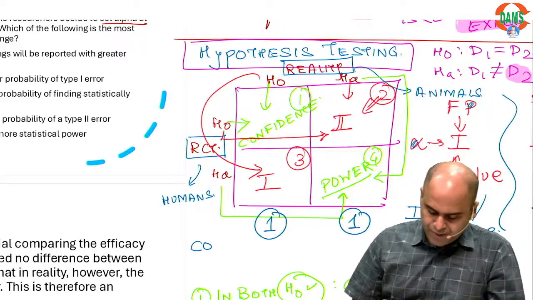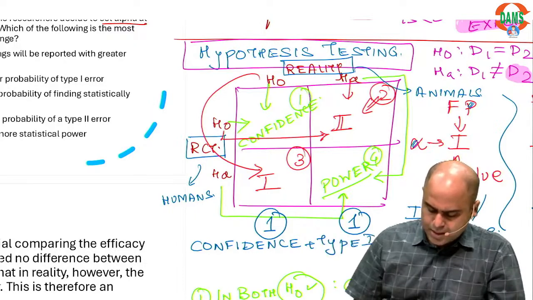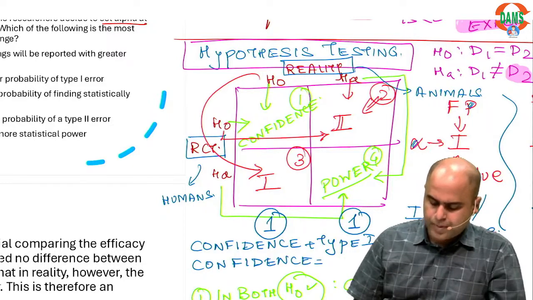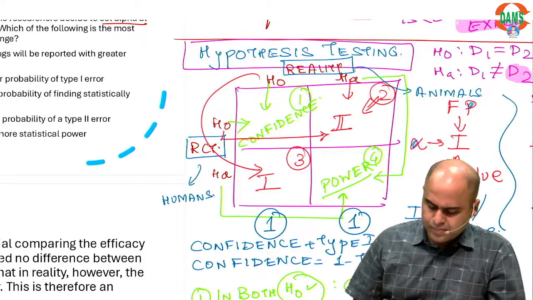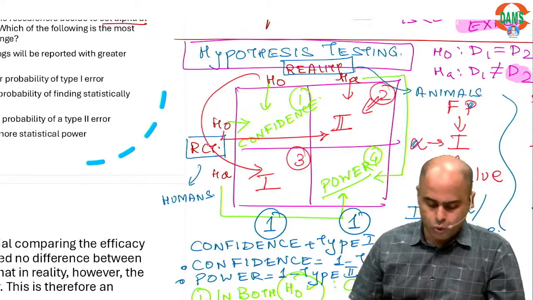So confidence plus type 1 is equal to 1. So confidence will be 1 minus type 1. Similarly, power is 1 minus type 2. Power is 1 minus type 2.